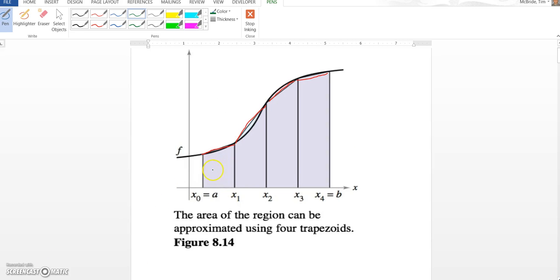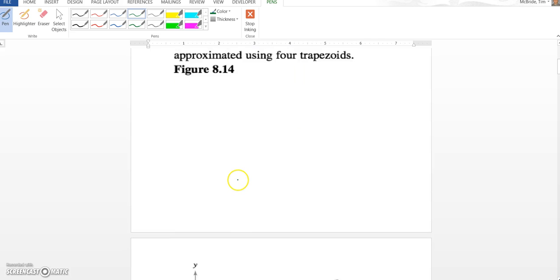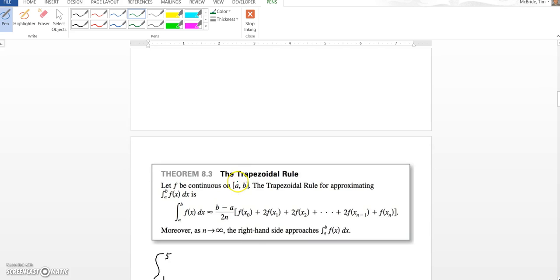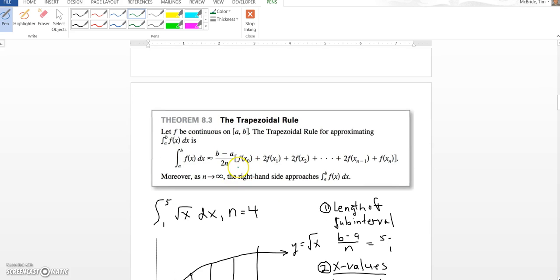So if we do that for each one of these trapezoids, and we add them all up and combine it all into one formula, then this is what we get. So this is the 1/2, and then b minus a over n. That's the height, and all of these f values are the bases.